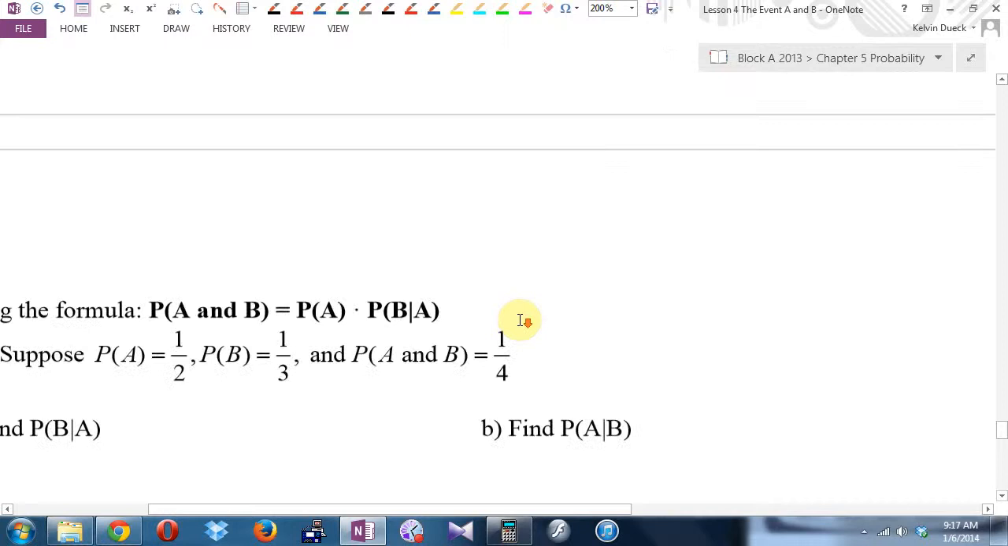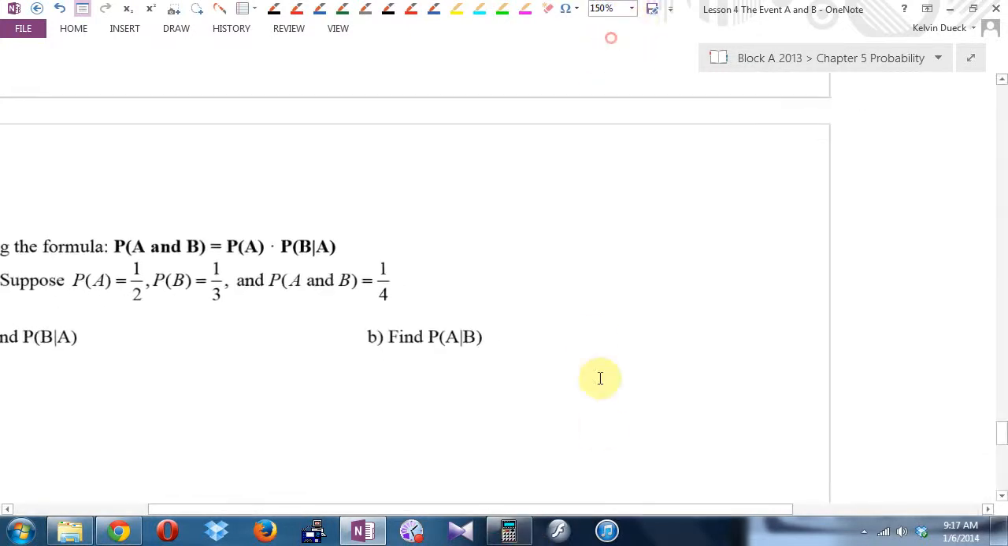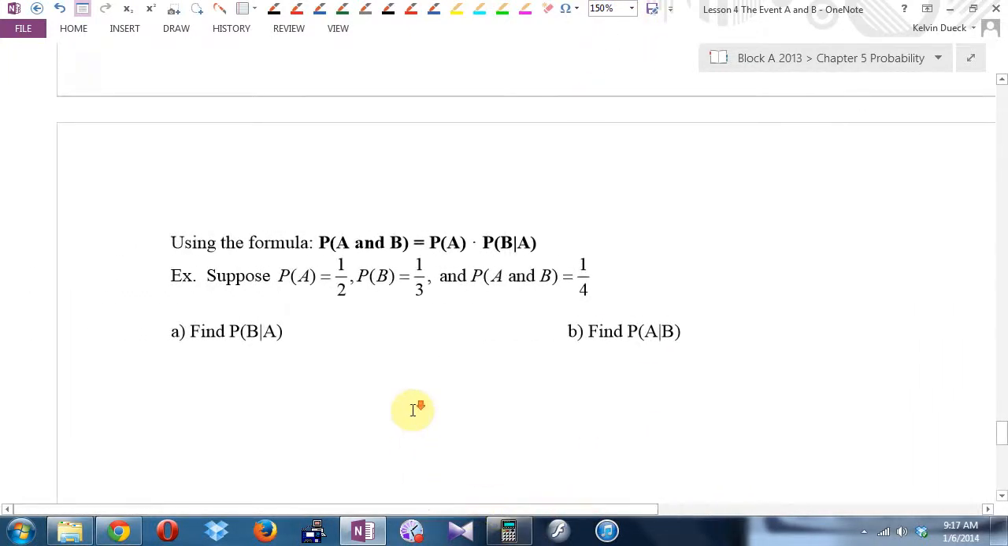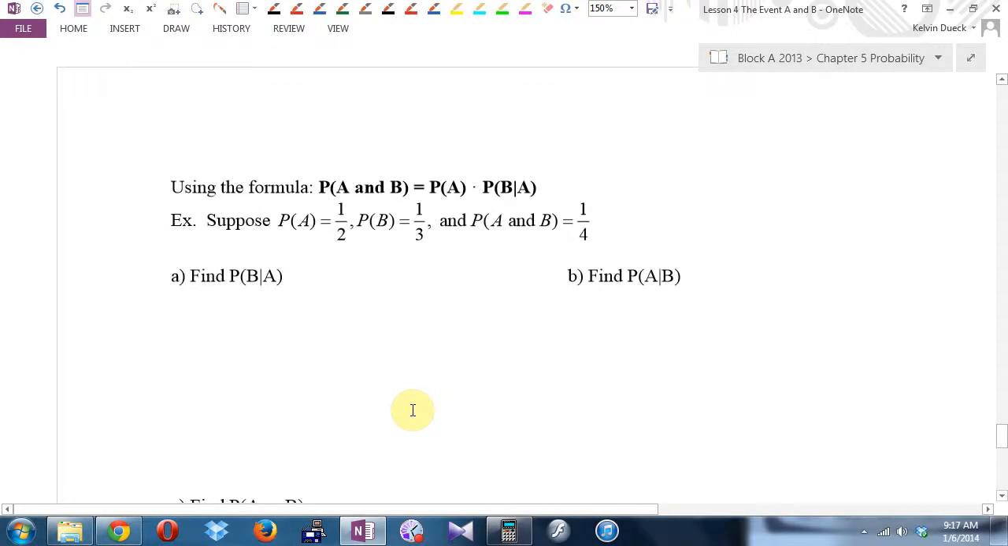Turn the page. All right. What if we give you questions where we don't tell you the events, we don't say what they are, we just give you the probabilities? Well, then you have to use the formula. And what's the formula? P(A and B) equals the probability of A times the probability of B given A. As an example, suppose the probability of A is 1/2, the probability of B is 1/3, and the probability of A and B is 1/4. Find the probability of B given A.